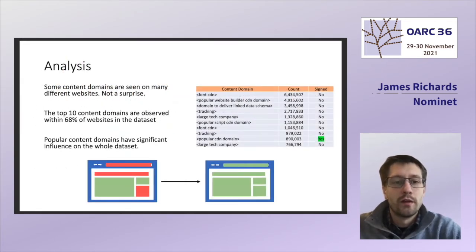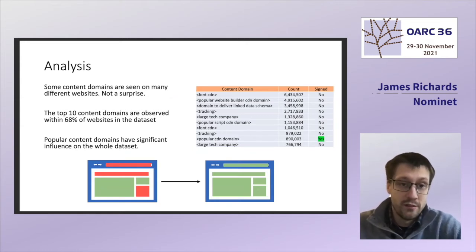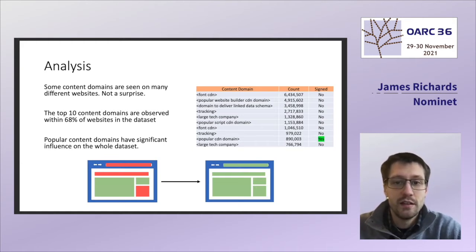On the topic of common domains, it's not a surprise that we see the same domain used across multiple websites. It makes a lot of sense that developers would do that. They use common supply chains and common CDNs, which allows them to scale their websites quickly. Within the data set, the top 10 common domains are seen within 68% of websites. That's quite a high number, much higher than I actually expected. And of those top 10 domains, only one of them is actually signed. So these are mostly populous.